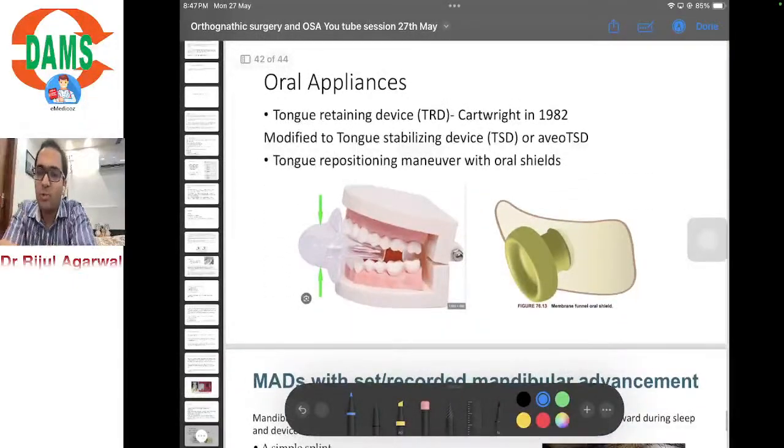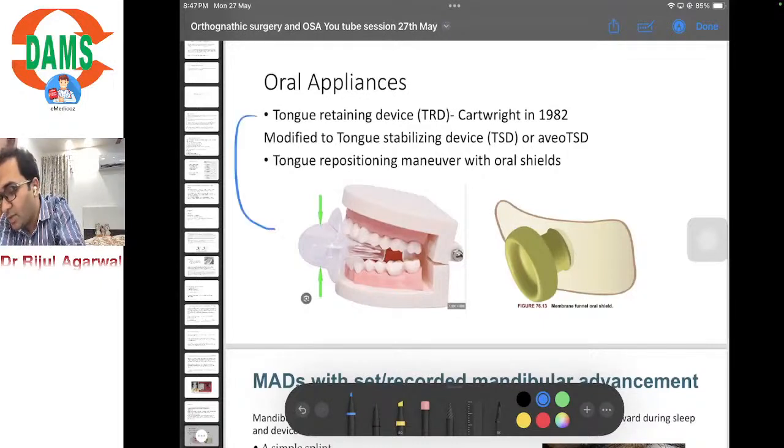Next, from your exam point of view, the figures of these oral appliances are very important. That is, first, oral appliances are the tongue retaining and tongue repositioning appliances. What is seen is, a retroposition of the tongue, or the backward position of the tongue, also leads to the reduction in airway volume. So first, the tongue retaining device was given by Cartwright. So what do these appliances do?